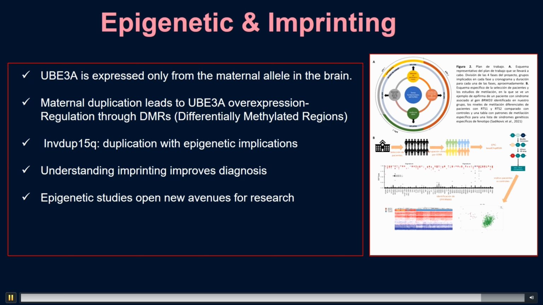Regarding epigenetics and imprinting, UBE3A is expressed only from the maternal allele in the brain, and maternal duplication leads to UBE3A overexpression. So understanding imprinting may improve diagnosis in the syndrome, and epigenetic studies may open new avenues for research. We are studying a possible existence of an episignature in the syndrome, and we are already evaluating 15 patients for that. That is the most recent focus in this project.